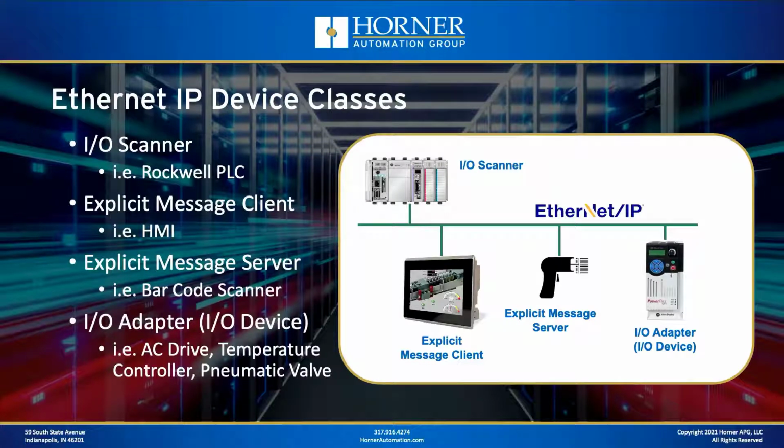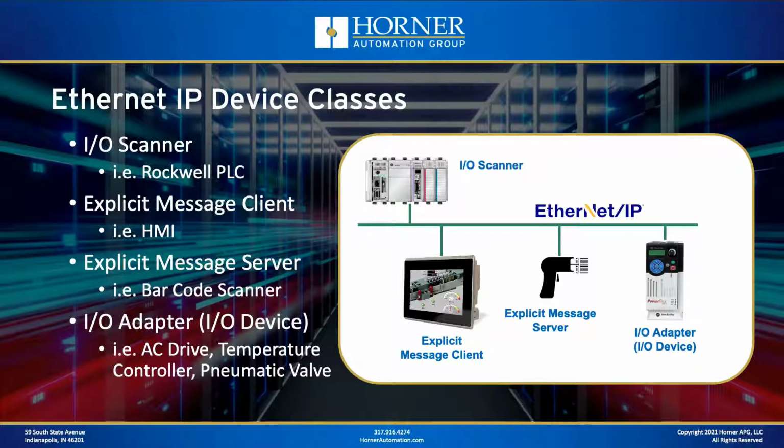All right, now we're going to start the discussion about Ethernet IP device classes, because there's different types of devices on Ethernet IP, and it's good to have an understanding of what those are. So let's start with what's called an I/O scanner. Now every Ethernet IP network must have an I/O scanner. And most commonly, just because of market share reasons if nothing else, it's going to be a Rockwell PLC. Now another type of Ethernet IP device class is an explicit message client, and that is typically an HMI. So it's an HMI device, again sharing data, reading and writing data with other devices over Ethernet IP.